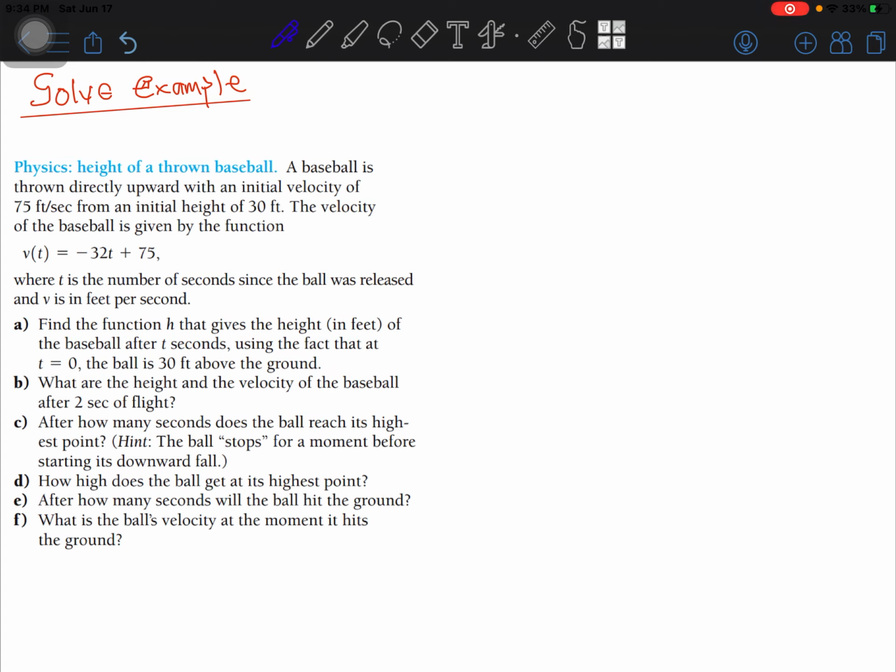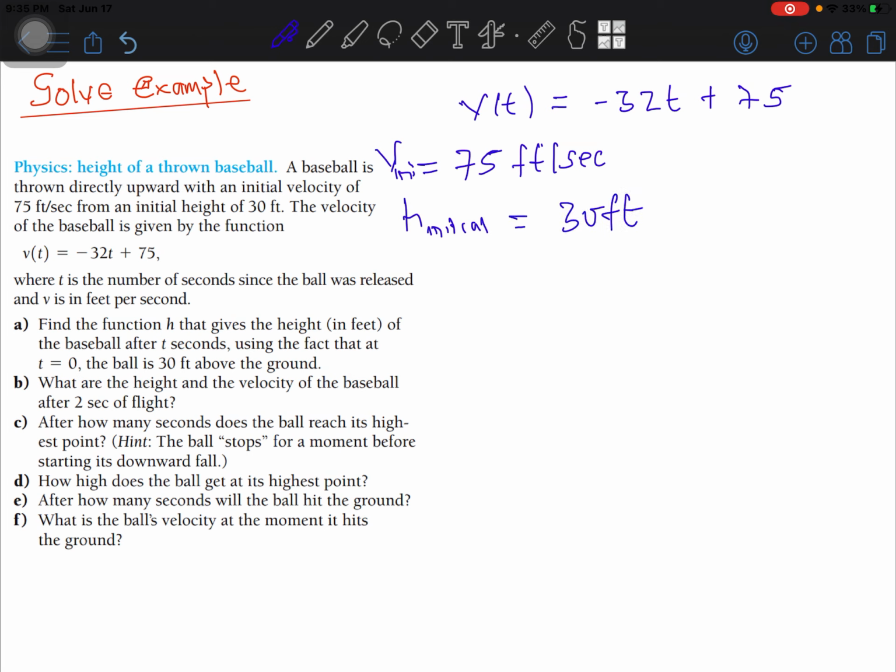So first of all, let's take our function, and our function here is v of t. So the velocity is a function of t, which is equal to negative 32t plus 75. Now, they are telling us that t is the number of seconds, so we know t is in seconds. So let's also deduce some initial conditions from the question. As you can see over here, they gave the initial velocity. They said the initial velocity was 75 feet per second, right? That's the initial velocity, maybe v initial. And from an initial height, maybe h initial, you can see that h initial is equal to 30 feet. It's also here.